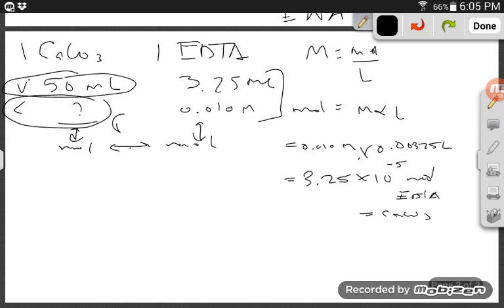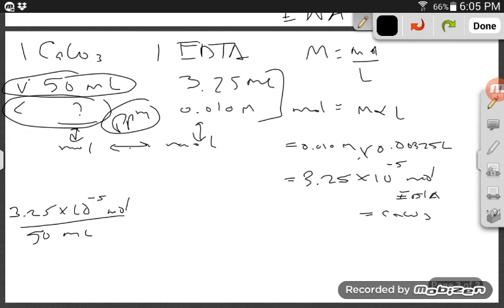And in the procedure, it specifically wants it in this interesting unit of parts per million. So what I have right now is 3.25 times 10 to the negative 5 moles, and I know that that's in 50 milliliters. To get this into parts per million, I need to turn both of these into grams and then multiply by 1 million. So again, we're going to do that sort of split conversion. We'll do one piece at a time.